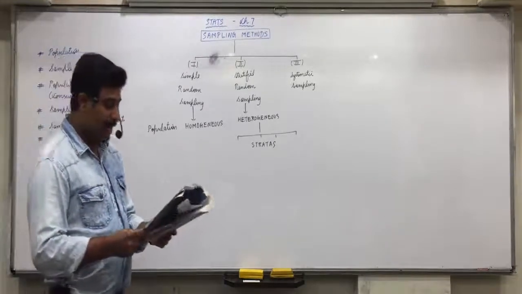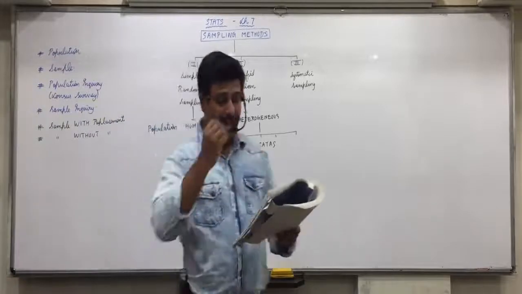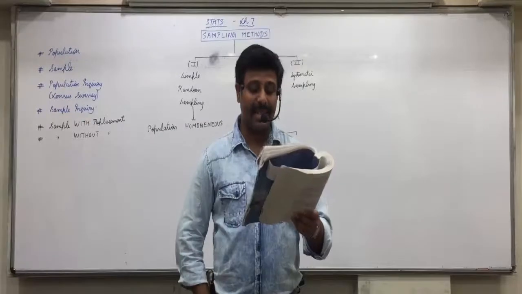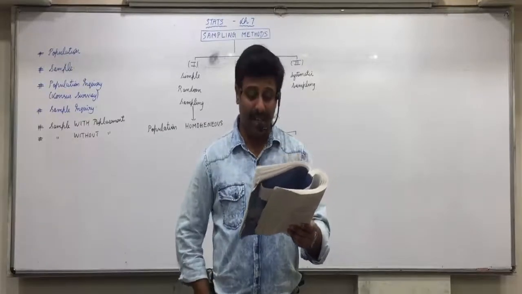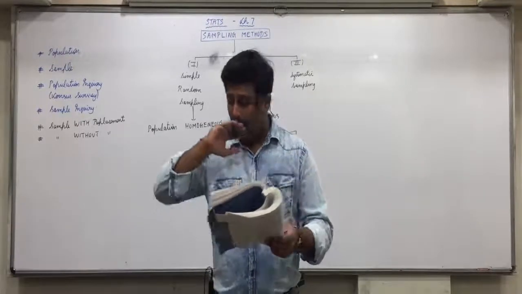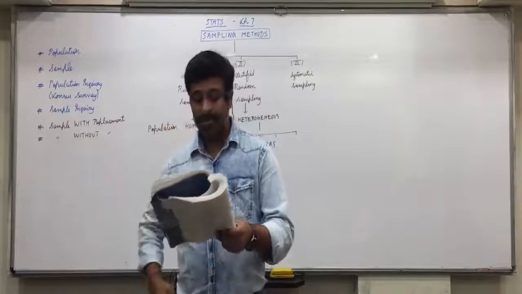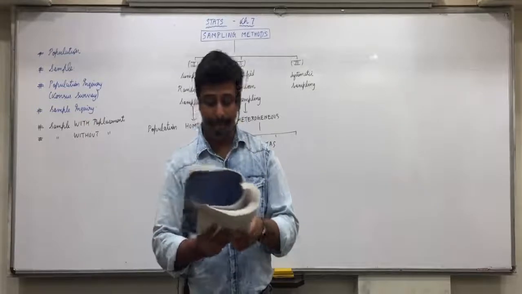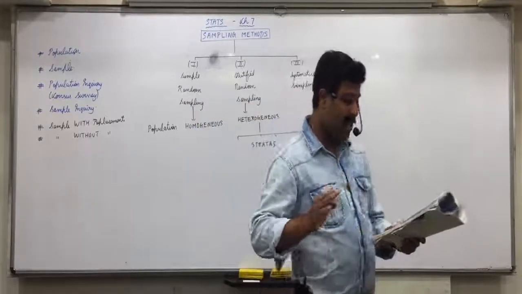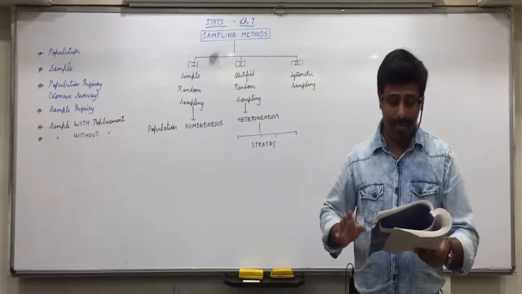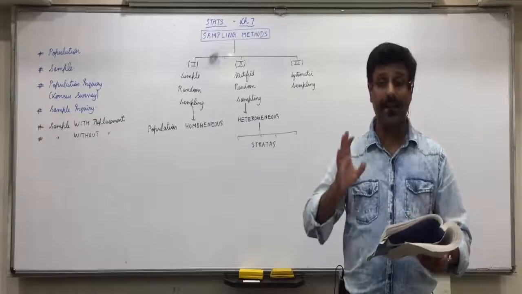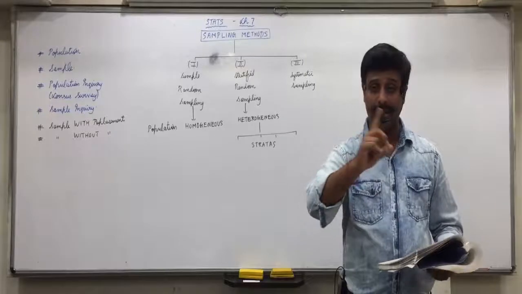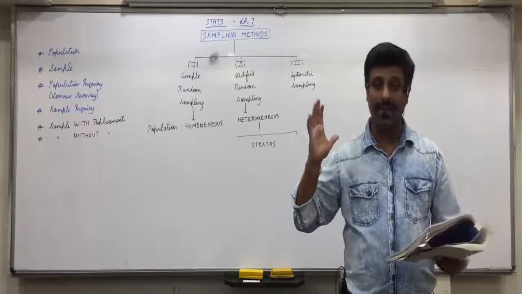Simple random sampling meaning, underline the second sentence, a sampling in which units are selected independent of each other in such a way that each unit belonging to the population has an equal chance of being a part of the sample is called simple random sampling. So as I said, every unit should get equal chance, like that lottery method what I discussed.